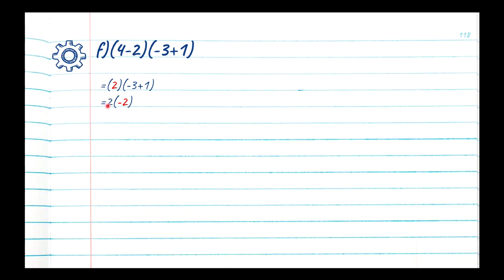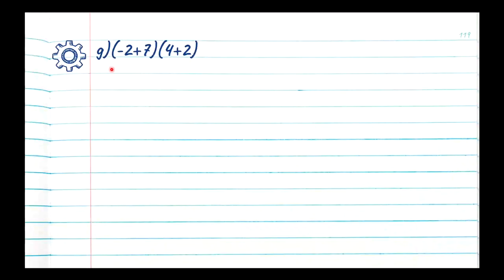So now we have 2 with an opening bracket. 2 next to an opening bracket means that we're expanding. Expanding means we're multiplying, so it becomes 2 times negative 2. And a positive times a negative results in a negative, and 2 times 2 is equal to 4, so our answer is negative 4. Signs are critical, so remember to keep track of them.